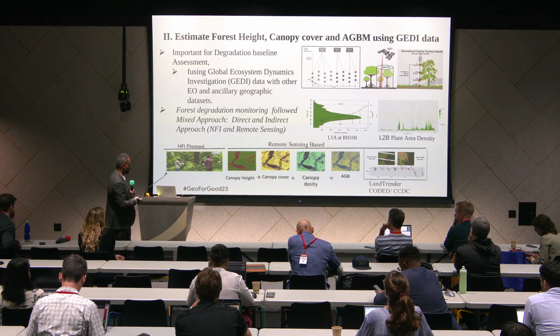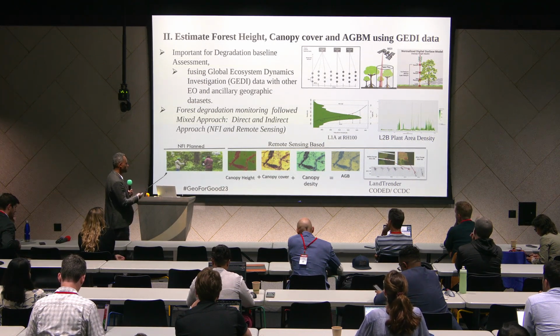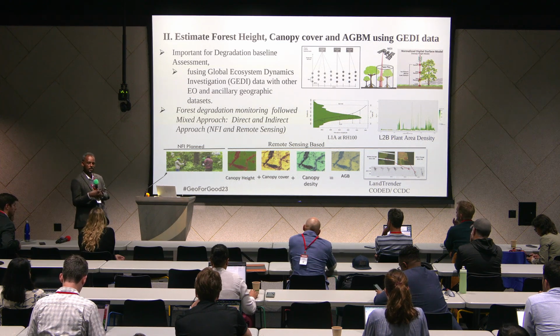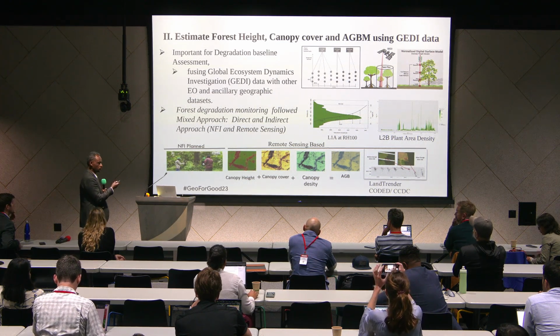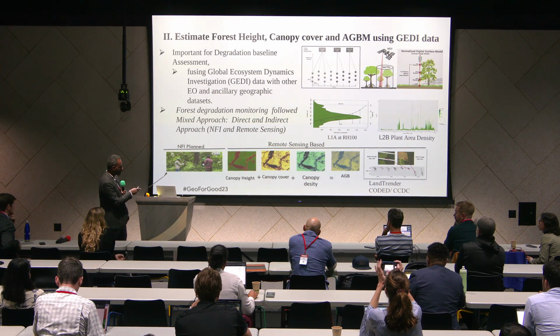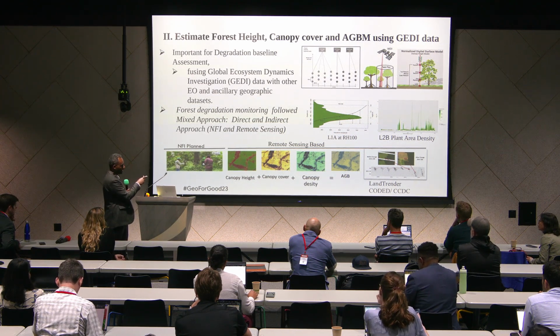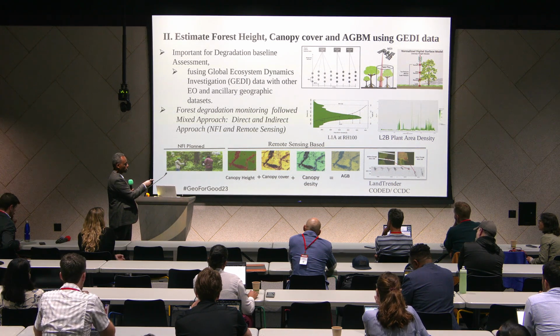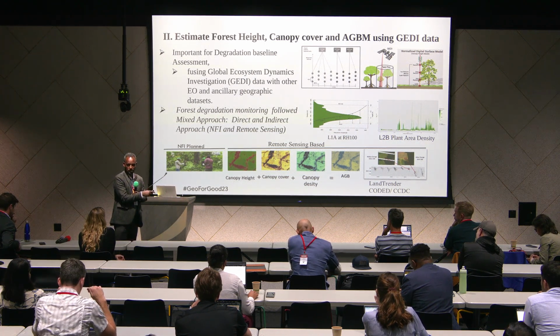So we have two things here. One is ground-based, the National Forest Inventory, which is costly and time-consuming. In addition to that, we are doing a space-based analysis of deforestation as well as forest degradation. We are detecting canopy height, detecting canopy cover, and developing an algorithm to detect above ground biomass. Later on, the data we collect will help us detect change using LandTrendr and CCDC on Earth Engine.